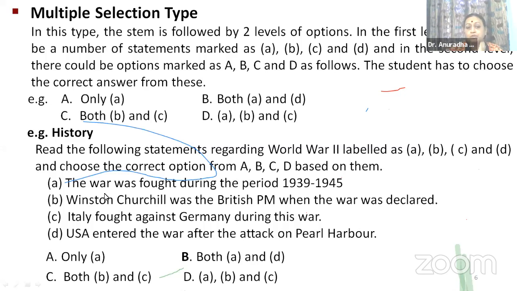So now you have two statements that are correct, small a and small d. And therefore, out of these options, is only A correct? Is A and D correct? Are B and C correct? Are A, B and C correct? The answer is that both small a and small d are correct, and therefore the student chooses option B.